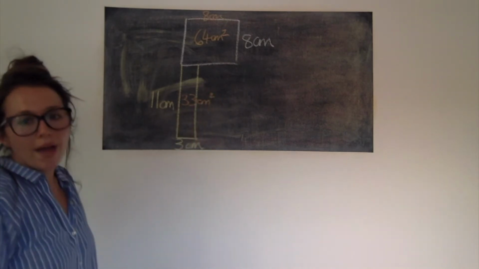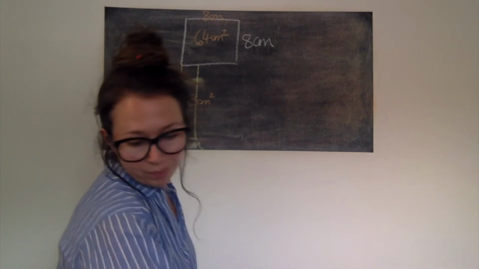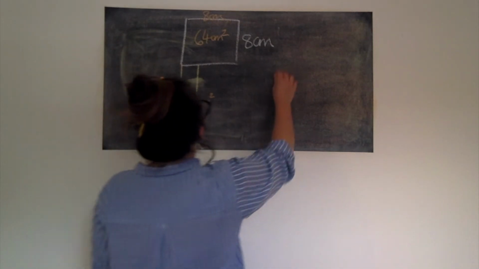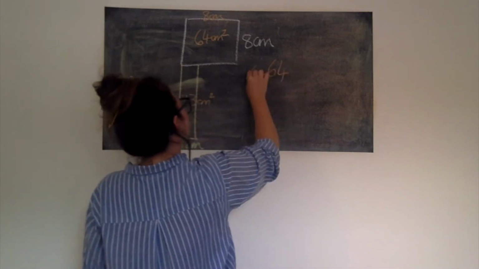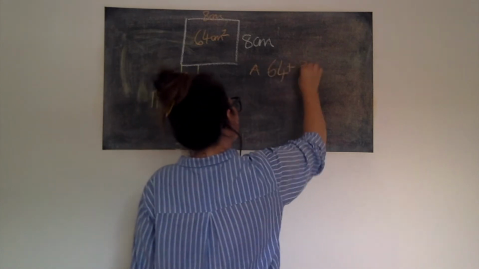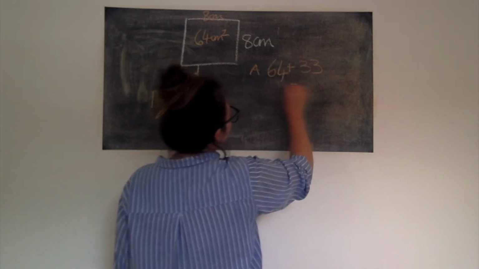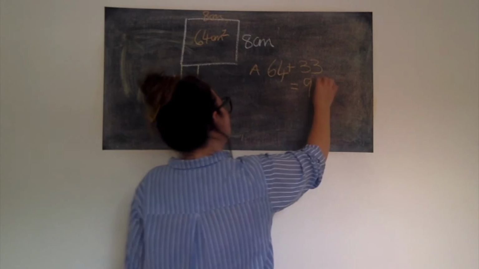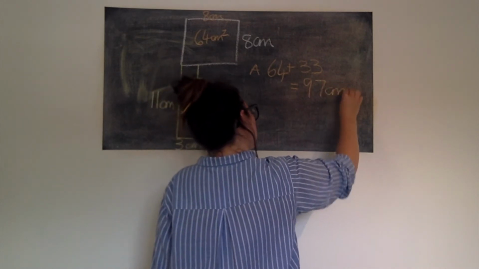So now the new area of my compound shape, I have got to do 64 plus 33, and the new area is 97 centimetres squared.